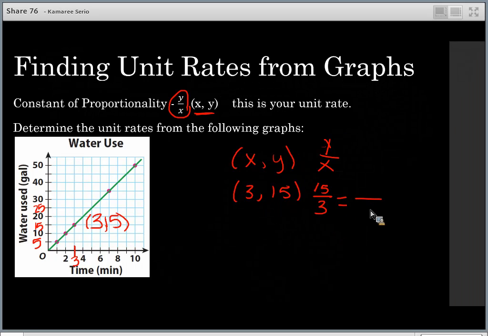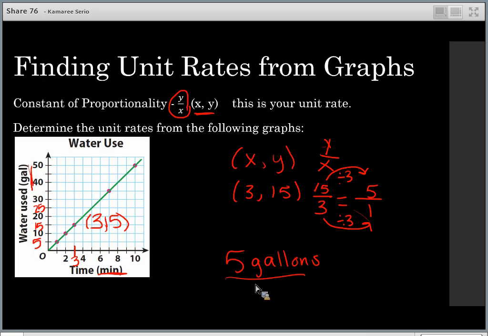Remember, unit rates need to have a 1 in the denominator, so to go from 3 to 1, I divide by 3. So since I divided by 3 on the bottom, I have to divide by 3 on the top, which means that 15 divided by 3 is 5. Okay, now for units, your y unit is going to be gallons, your x unit is going to be minutes. So this is 5 gallons every 1 minute.